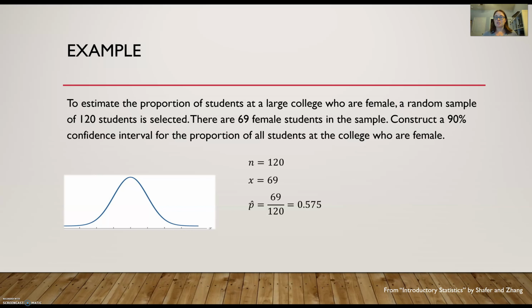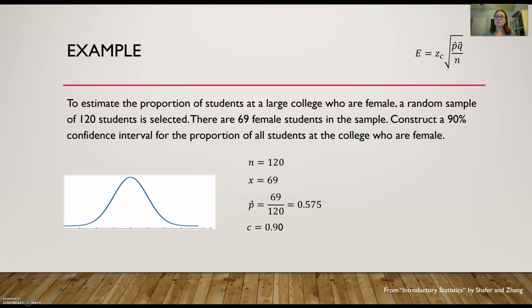So p hat is just going to be taking that x divided by the n, so we get about 0.575 for that. And the confidence level was 0.9 for this one. Okay, so thinking about that error formula, that's the first thing we need to do, come up with that error before we can get the upper and lower limits. So I'm looking at what I have and what's in there, and first thing I see is I don't have a z-score. So first thing we have to do here is find that z-score.